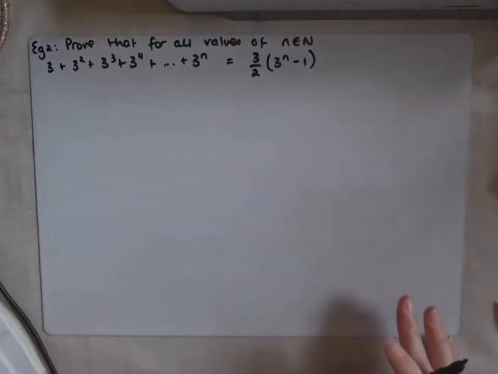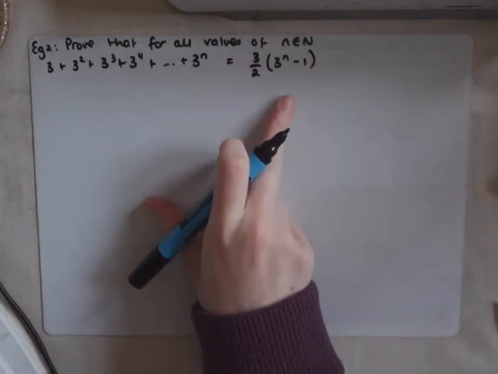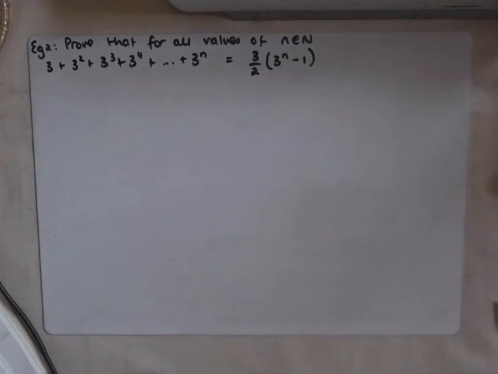So prove that for all values of n, a natural number, this series is equal to this. Okay, so the sum of this is equal to this. So 3 plus 3 squared plus 3 cubed up to 3 to the power of n.